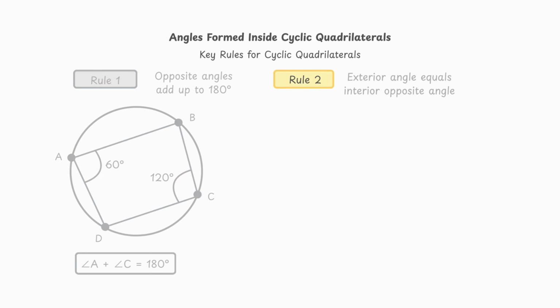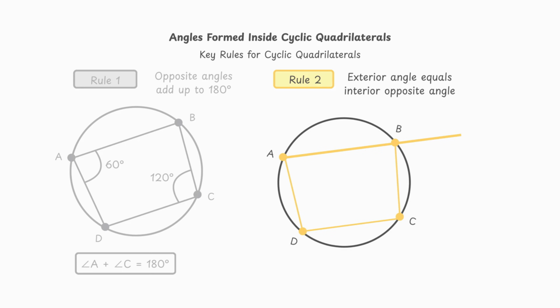The exterior angle of a cyclic quadrilateral is equal to the interior opposite angle. Look at the second diagram. We have an exterior angle at point B, which is 70 degrees. Now look at the opposite interior angle at point D. That angle is also 70 degrees. So even though one angle is outside the shape and the other is inside, they are equal. This is a very powerful rule because it connects an outside angle to an inside angle.